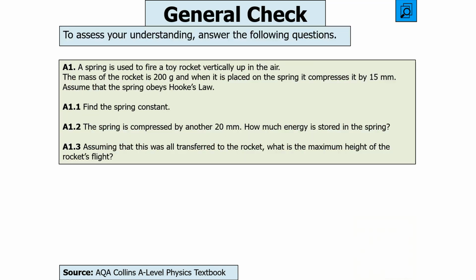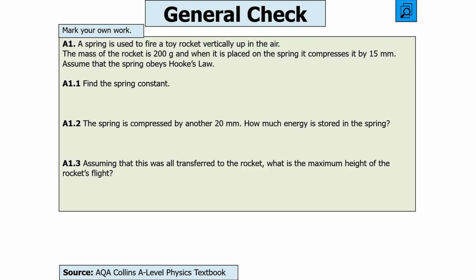The next question says, a spring is used to fire a toy rocket vertically up in the air. The mass of the rocket is 200 grams and when placed on the spring it compresses by 15 millimeters. Assume that the spring obeys Hooke's law. Firstly, find the spring constant. Secondly, the spring is compressed by another 20 millimeters. How much energy is stored in the spring? And then assuming that this was all transferred to the rocket, what is the maximum height of the rocket's flight? So pause the video now, then unpause the video when you want to go through your answer.